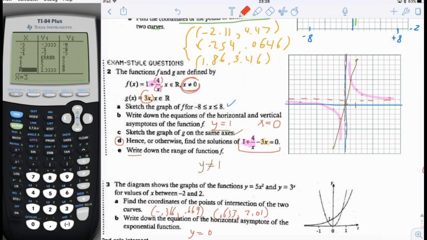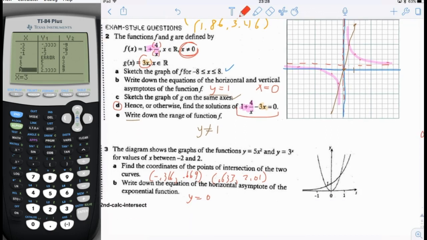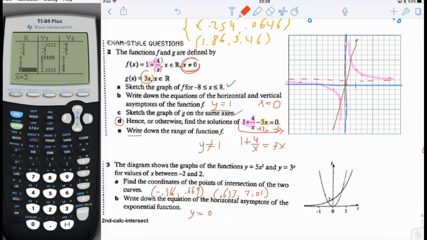I'm going to rearrange this a little bit. I'm going to leave 1 plus 4 over x on the left. Then I'm going to take the orange part and add it to both sides. And that's going to give me 3x on the right. Now what do I have? Now do you see I have f of x on the left side and I have g of x on the right side? Now that I have it like this, they say, hence or otherwise, find the solutions of this, f of x equals g of x.